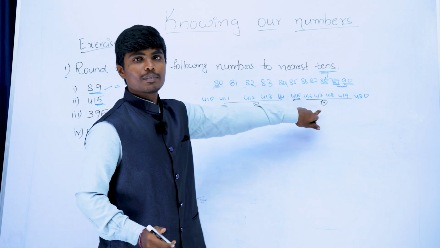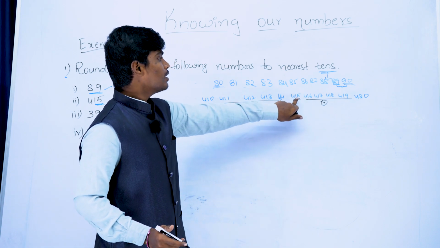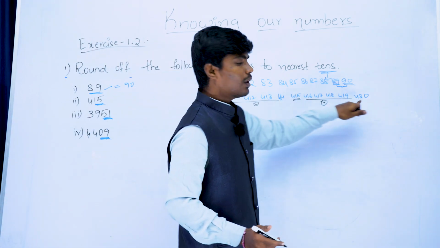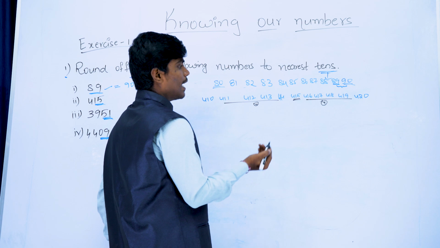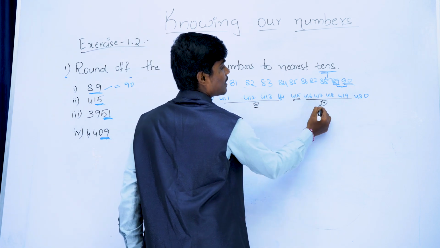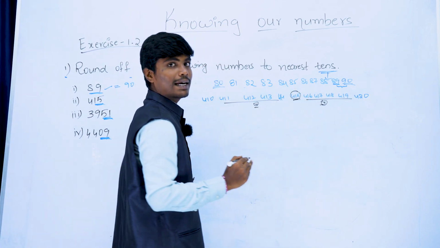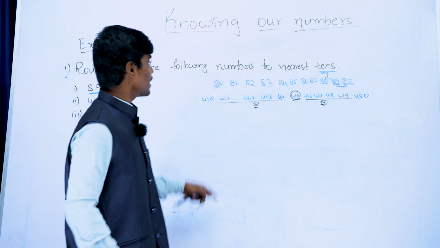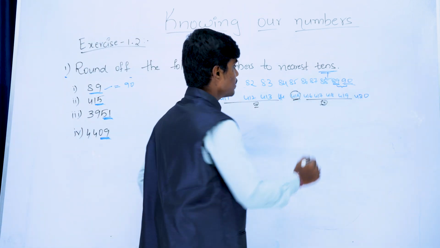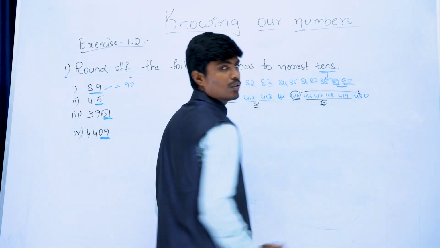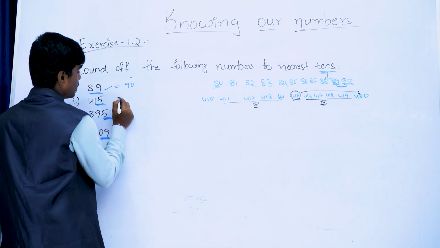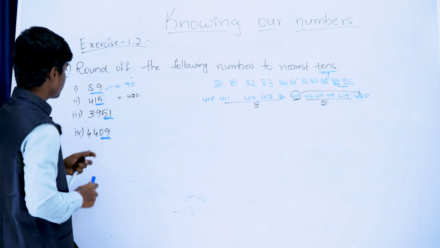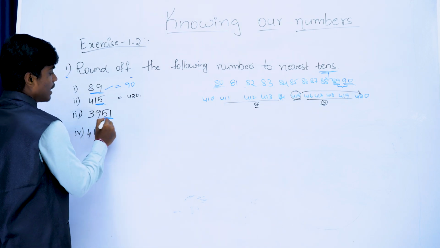See, the distance is the same. So where should we round off, to 410 or 420? As I told you, if the distance is the same, you should round it up to the greater number. Here the greater number between 410 and 420 is 420. So it is rounded to 420. See, the answer is 420. See, here 3951.